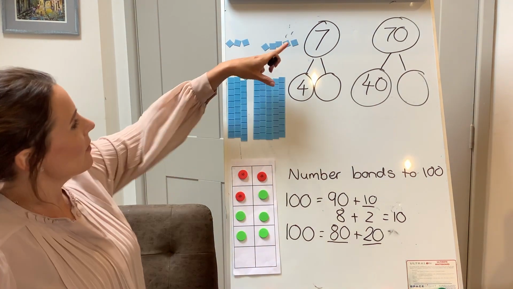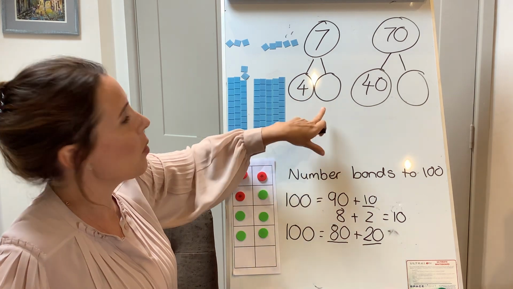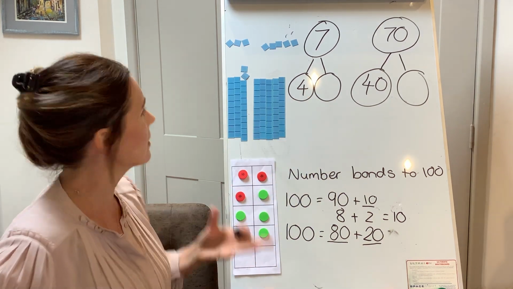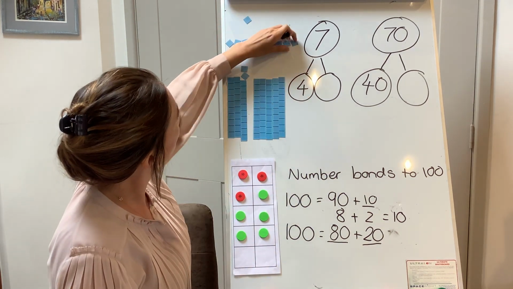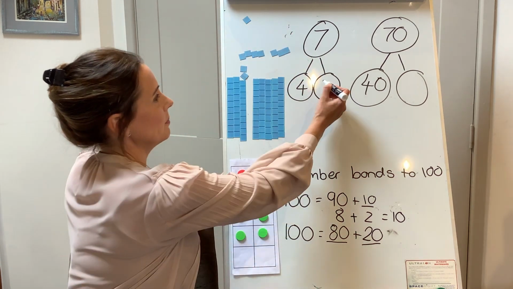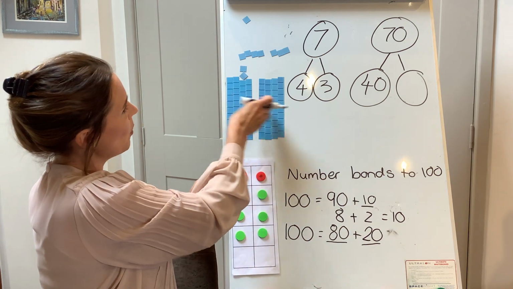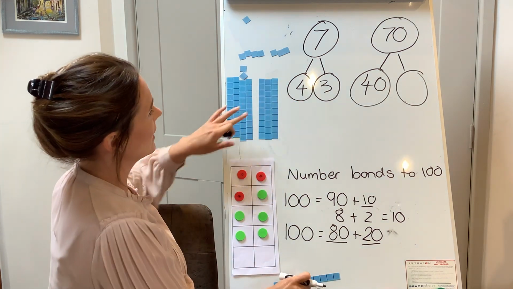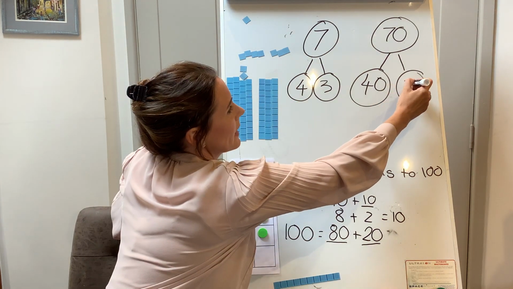Okay, so 7 is made up of 4 and something else. So knowing our number bonds, 4 and 3 makes 7. So that means that 40 and 30 would make 70.